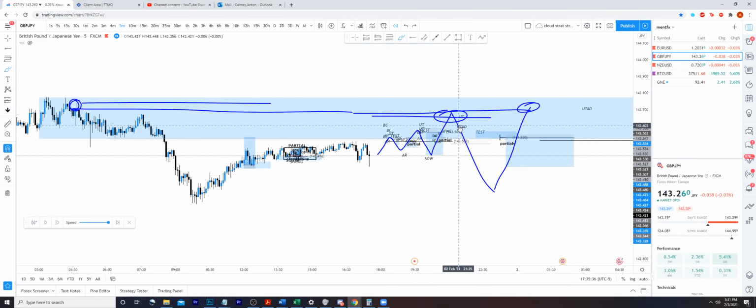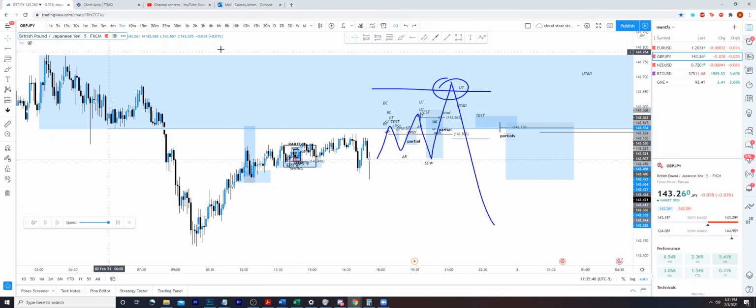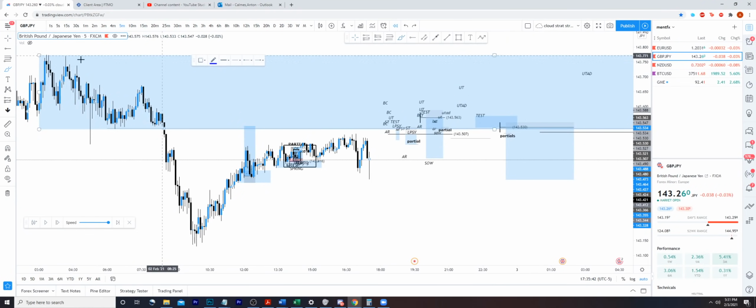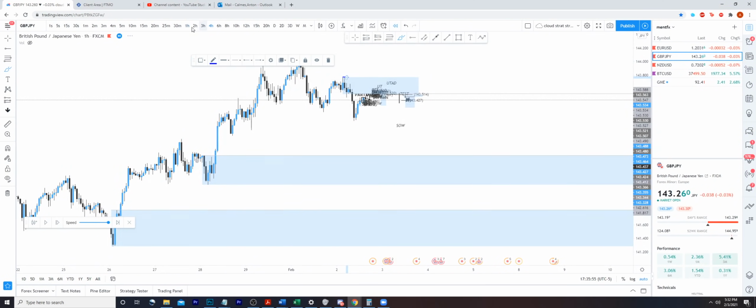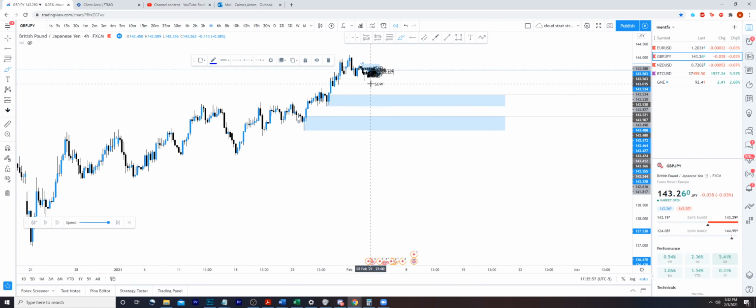We have no idea. But what we do know is that until this high right here is violated, there is no reason to assume that we are shifting bullish on the higher time frames, right? Because the 1 hour is still bearish. The 4 hour is still bullish.